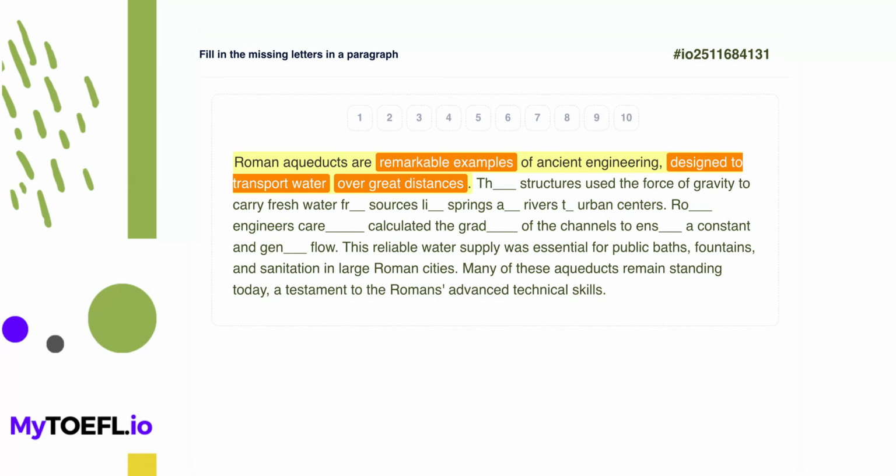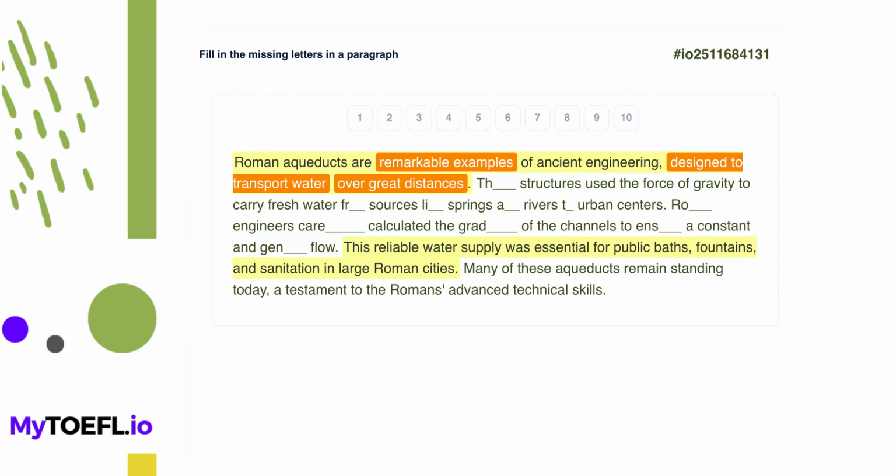We now move on to the fourth sentence. Let's look at the fourth sentence, which explains why this water system was so important for the people. This reliable water supply was essential for public baths, fountains, and sanitation in large Roman cities.